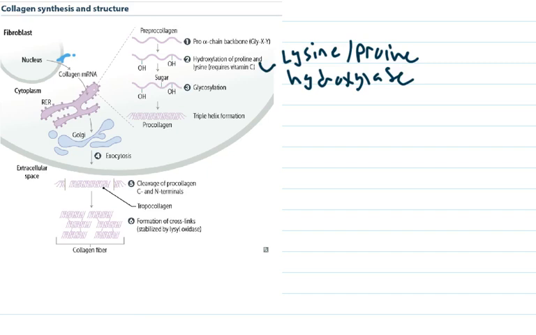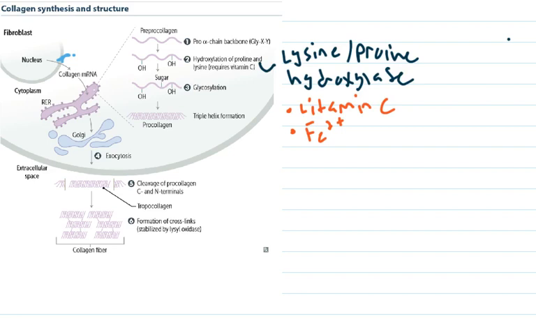So scientists aren't very clever when they come up with enzyme names. So this enzyme is called hydroxylase. And what does it do? It hydroxylates amino acid residues. Okay? This enzyme needs two main things to function in the fibroblast. It needs vitamin C, and it also needs iron.